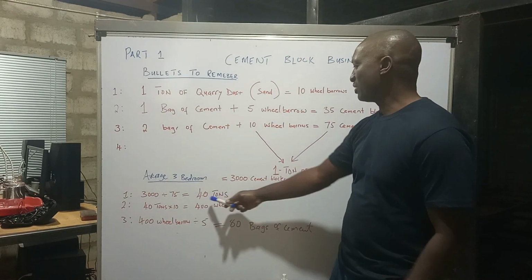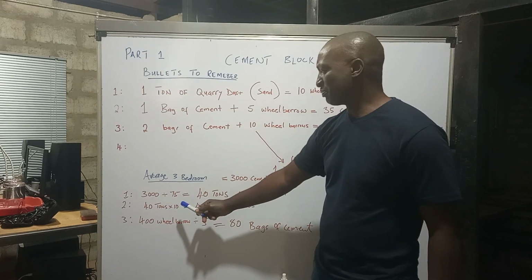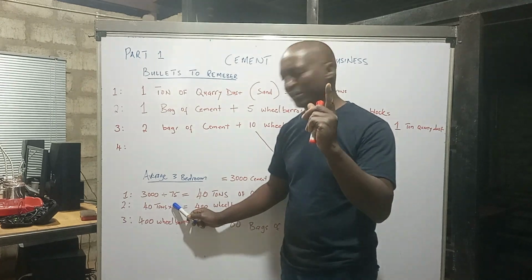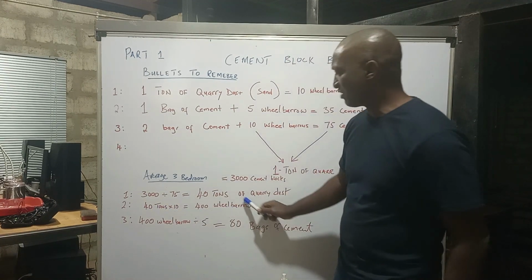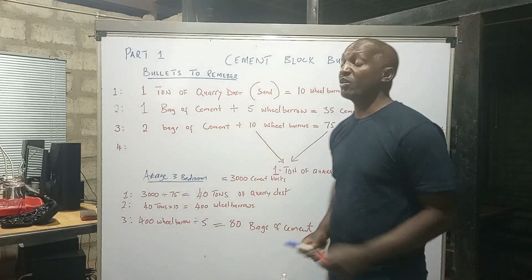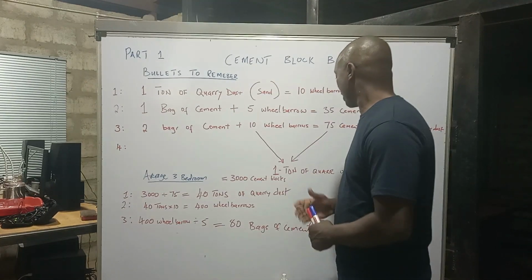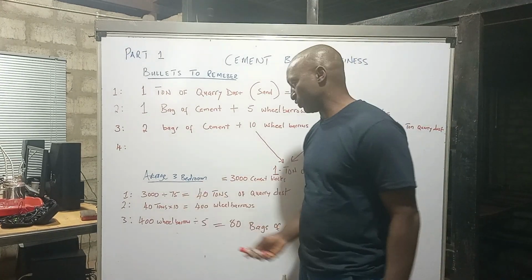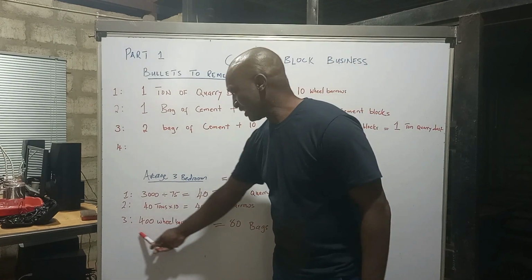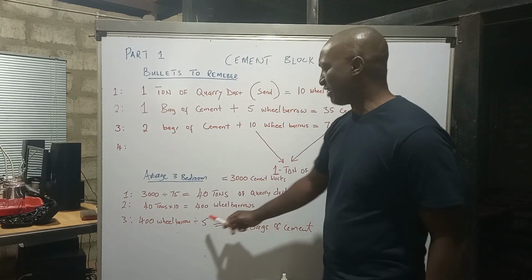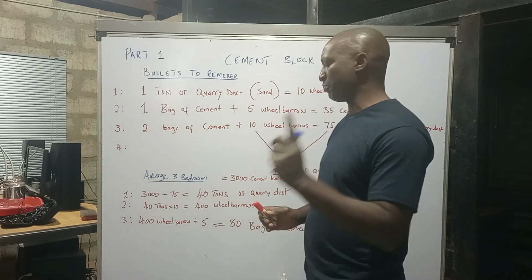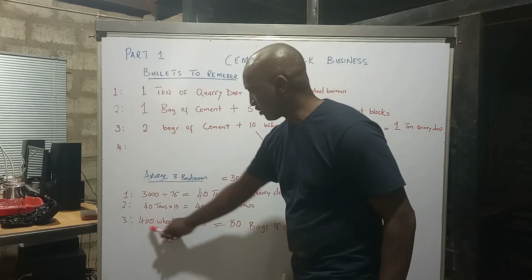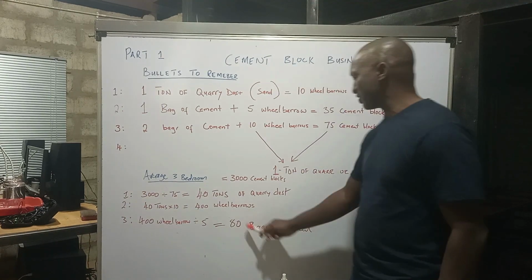Now we're saying that we are going to get 40 tons. Now if we multiply that 40 tons by 10, because on each ton we have 10 wheelbarrows, it's giving us 400 wheelbarrows. So you're going to use 400 wheelbarrows of quarry dust or 400 wheelbarrows of sand to be able to make the blocks that will be used for this particular house. And then if we divide that 400 by 5, because we are mixing 1 bag with 5 wheelbarrows to make the blocks, it's going to give us 80 bags of cement.